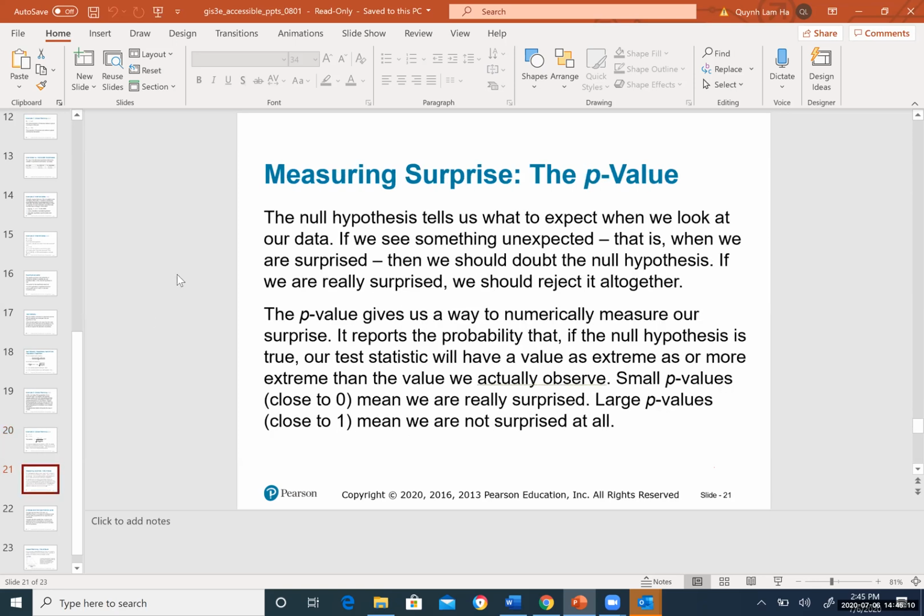And right here, they do the next step. They find a p-value. The null hypothesis tells us what to expect when we look at our data. If we see something unexpected, that is when we are surprised, then we should doubt the null hypothesis. If we are really surprised, we should reject it altogether.